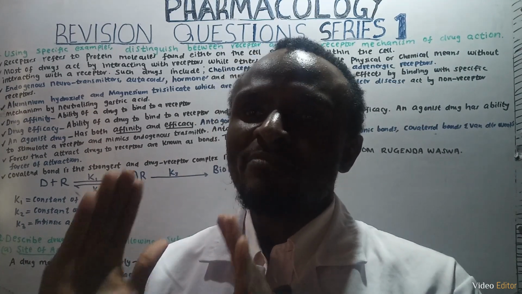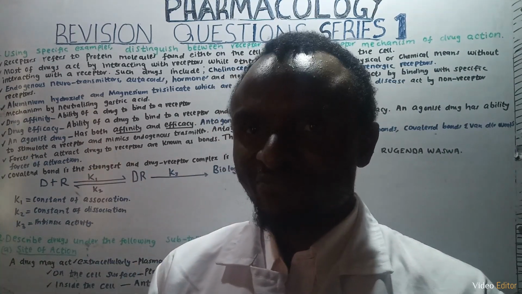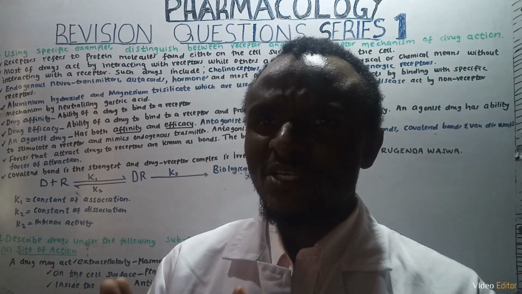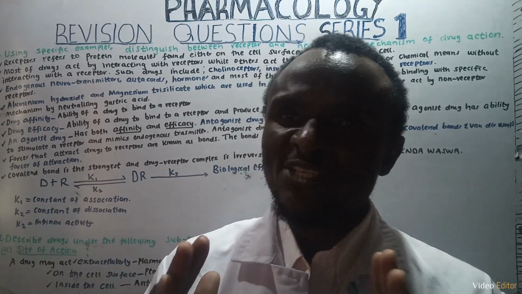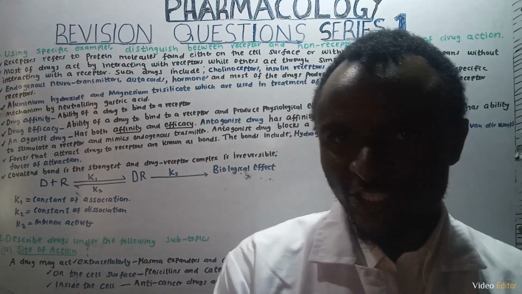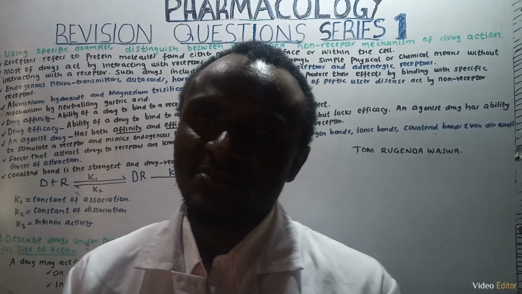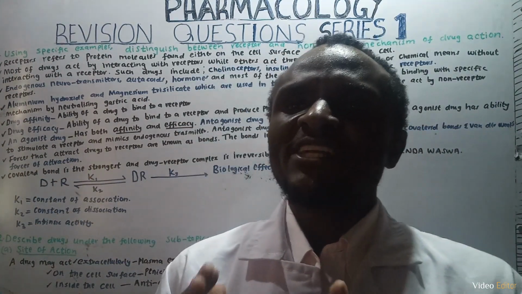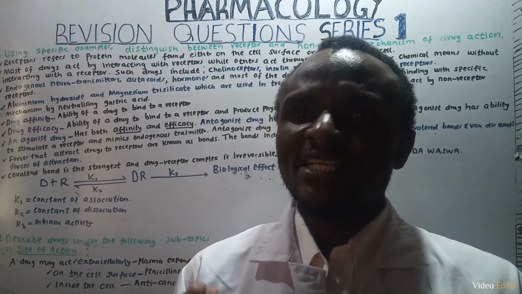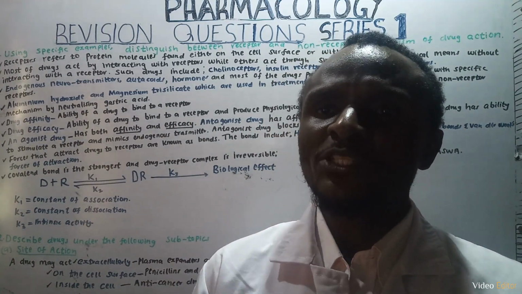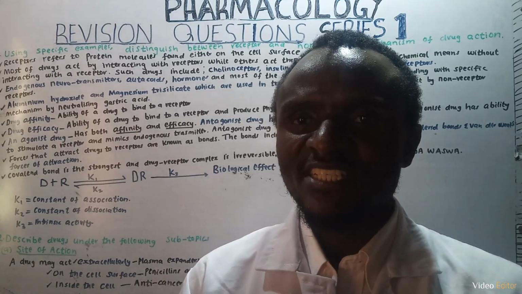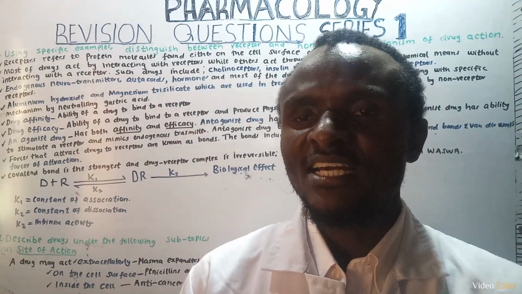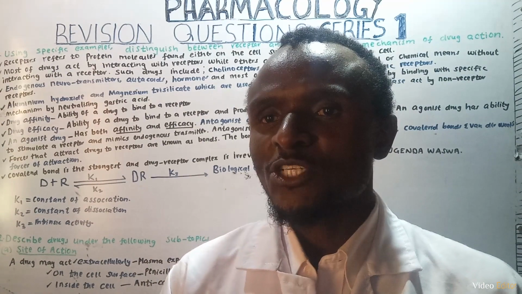So during the binding of a drug and a receptor, that constant of interaction between drug and a receptor is known as constant of association. We are associating a drug and a receptor. Then if a drug receptor complex brings about biological effect, that is known as intrinsic activity of a given drug. So that is what you are supposed to know.